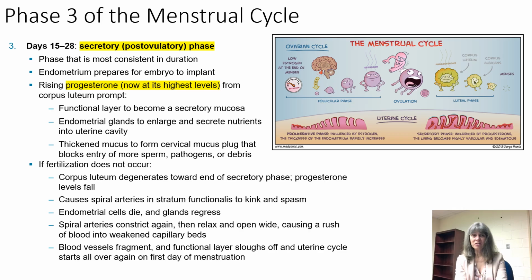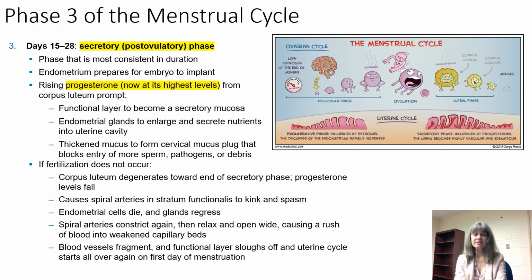During this phase, we see rising levels of progesterone, which are going to reach their highest level because of the corpus luteum. And those high levels of progesterone are going to stimulate the stratum functionalis to become a secretory mucosa where the endometrial glands enlarge and secrete nutrients into the uterine cavity. We also notice that there is a thicker mucus forming a cervical mucus plug that will block the entry of additional sperm, pathogens, or debris.